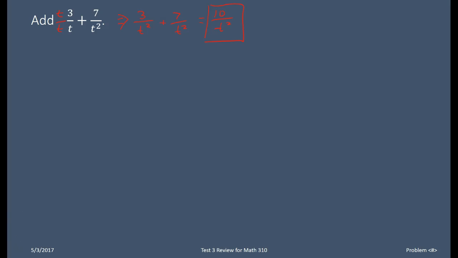On our second problem, which is 3 over t plus 7 over t squared, all we need is a common denominator, which would be t squared. So we multiply the first fraction by t over t, and that gives us 3t over t squared plus 7 over t squared equals 10 over t squared.